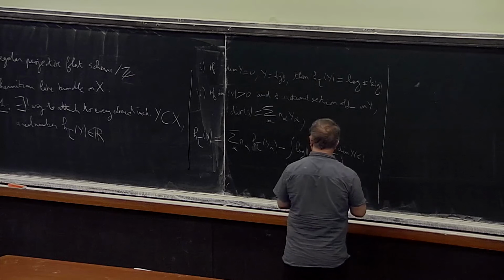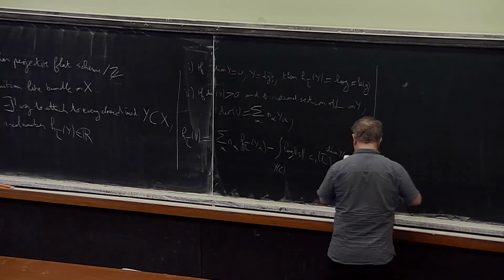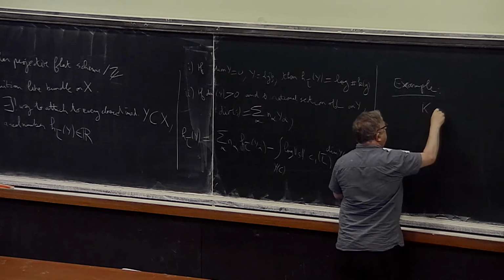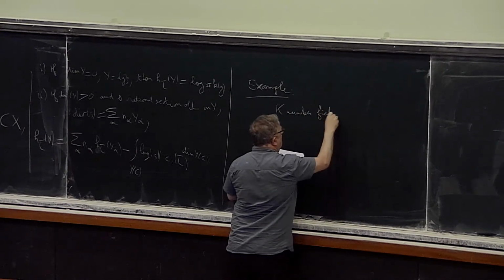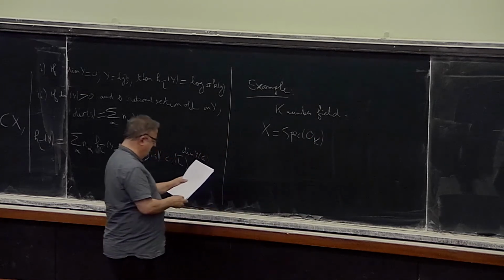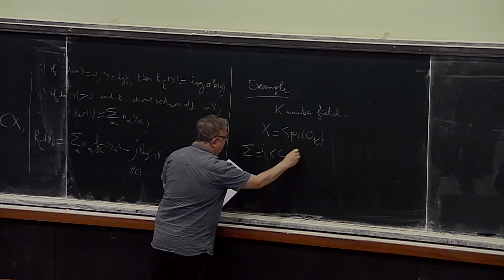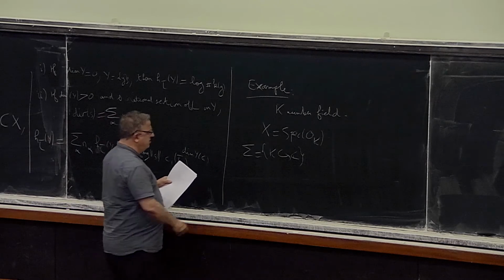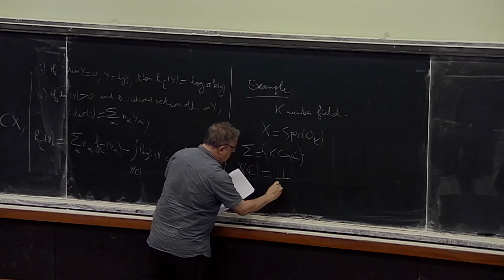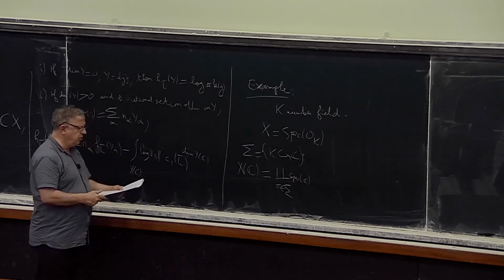So let's start discussing the fact that the height defined this way is independent of choices. But let's first give an example. Assume K is a number field. Let X be the spectrum of the integers in K. Let sigma be the set of embeddings of K in the complex numbers. Then the set of points of X in C is simply spec C to the power sigma, where there is a point for every embedding.